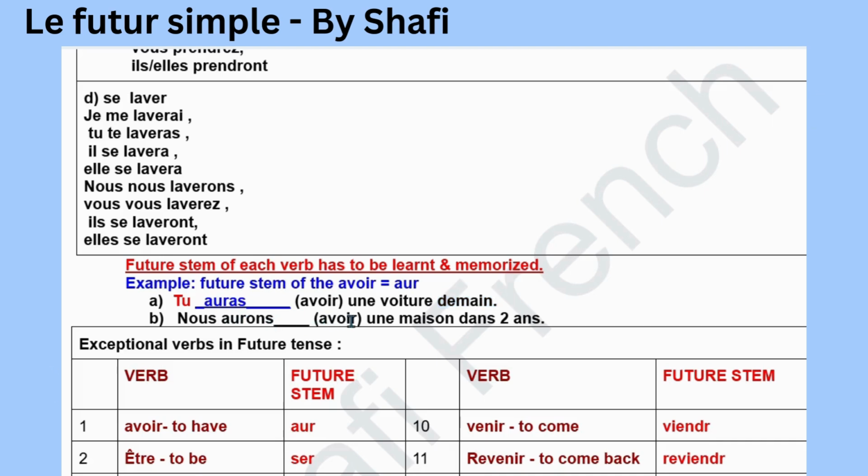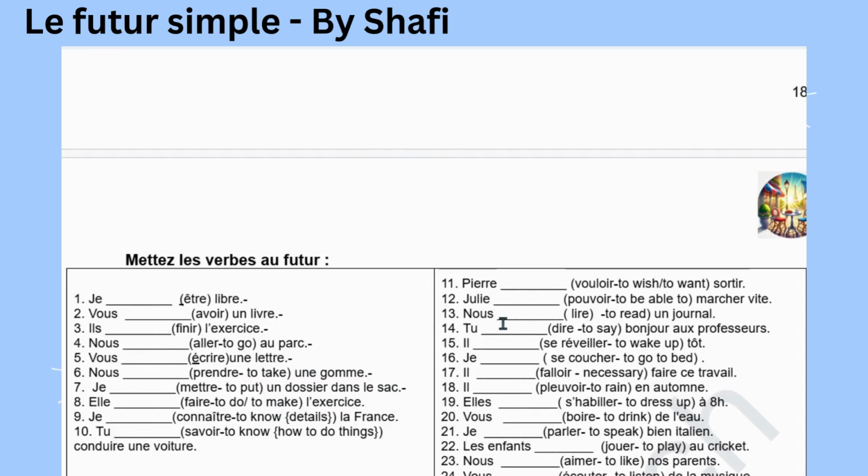Similarly, nous and the verb avoir is there. The future stem of avoir is AUR. And since the subject is nous, add ONS. So this together, aurons, is the future simple tense of the verb avoir. And see the helping word is dans 2 ans. Okay. So you should be thorough with this. You can try this exercise based on those rules.